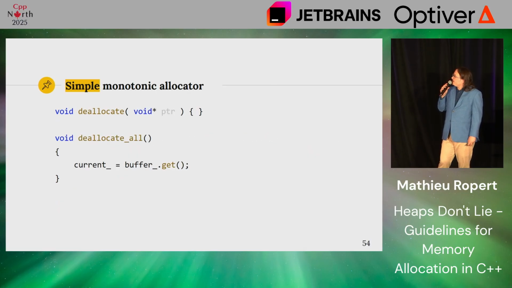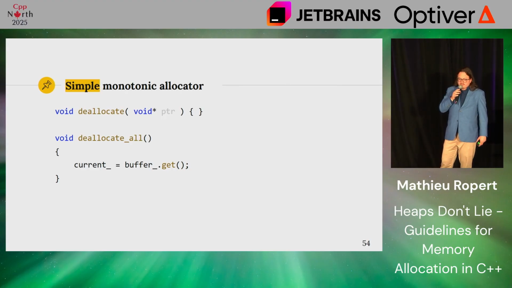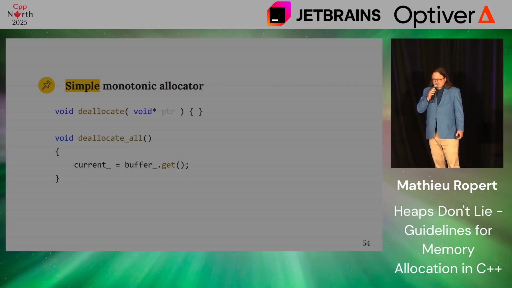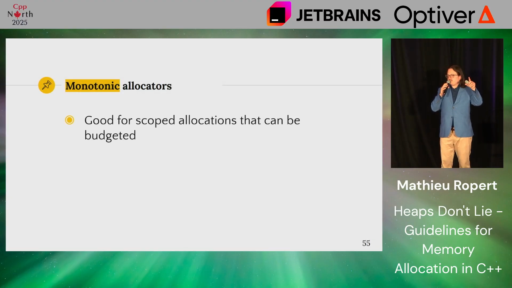Deallocate is extremely easy to implement because you don't have to do anything. And deallocate all is almost as easy. You just reset the buffer to the start and you're done. And you've deallocated everything. So basically, when you can budget and control the scope of your allocation, it is amazing.